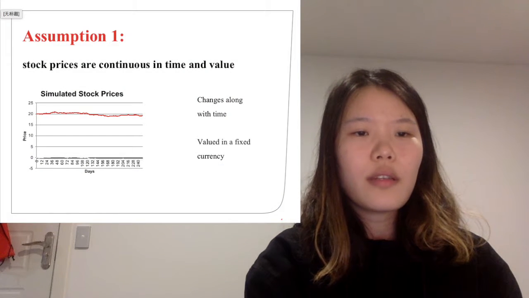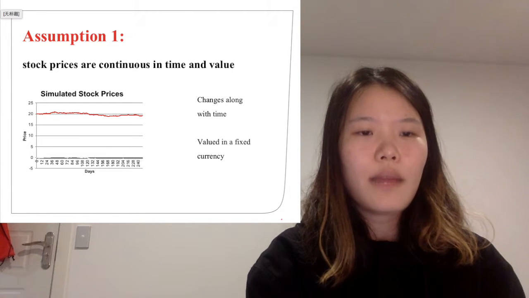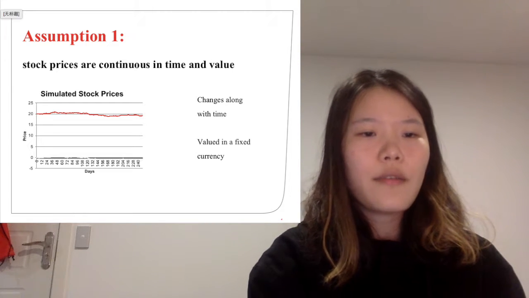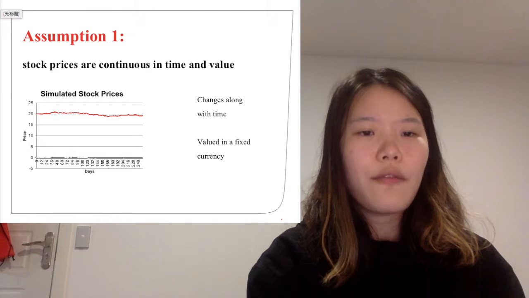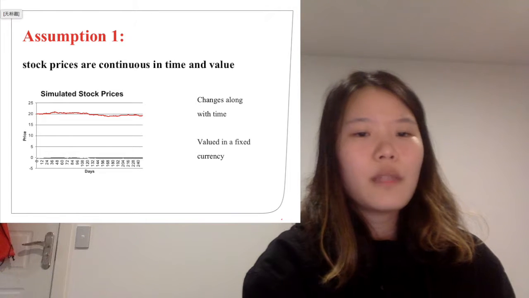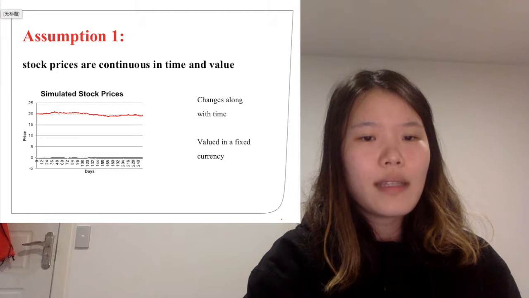The first assumption is that stock prices are continuous in time and value. The stock price changes along with time. It fluctuates at any time during the trading days when the market opens. Besides, the value of a stock is measured by a fixed currency unit and reflected in the price of the stock in the market. Therefore, from the lines that are created by VBA, we can see that the stock price is a continuous line, and any point on the line has a corresponding price.